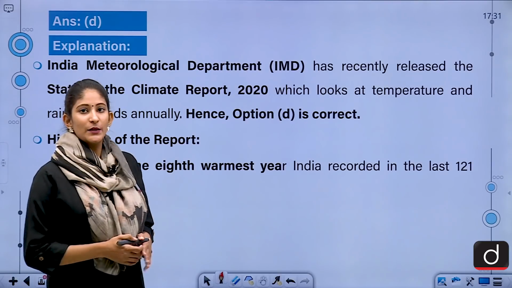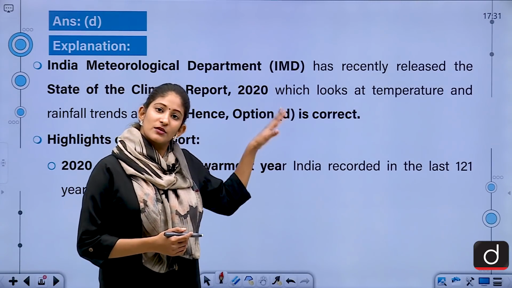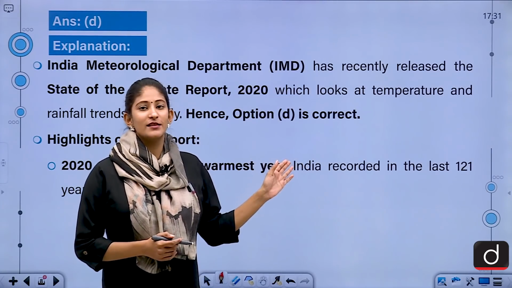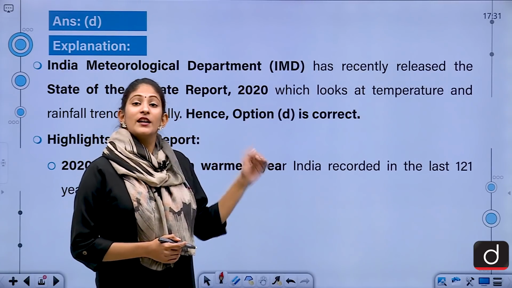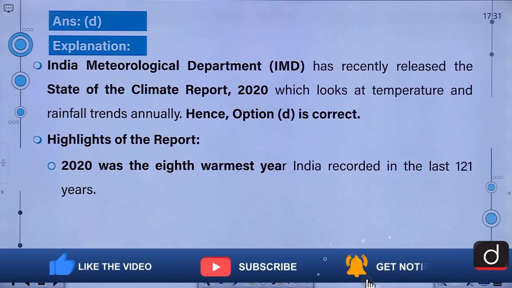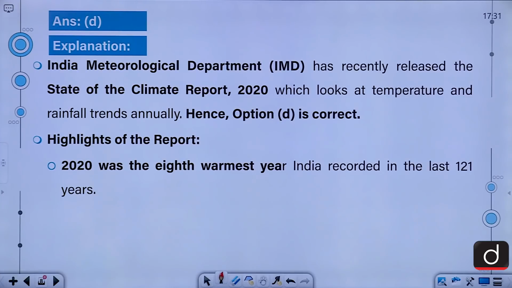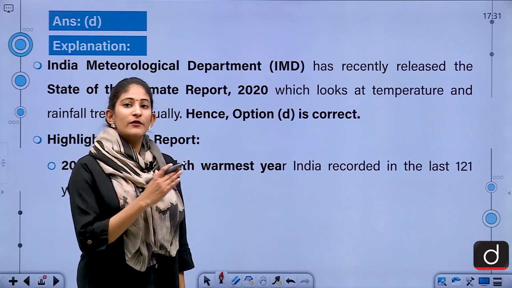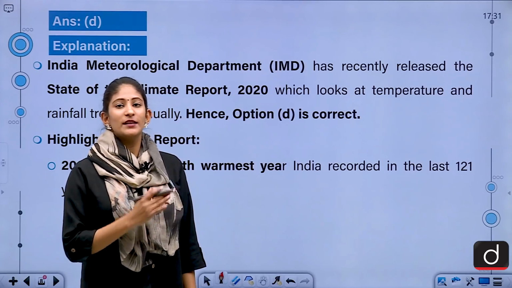Many a times it happens in your preliminary exam. The subconscious mind, whenever you read something, the subconscious mind needs to be activated. In the sense, if you see this first statement, it could be twisted in the sense that India Meteorological Department has recently released State of the Climate Report 2020, which looks at temperature and rainfall trends annually. And accordingly, it could twist the statement as snowfall trends annually. So you have to be very careful with the entire statement. All right. Whatever is not given in the bold does not mean that it is less important.